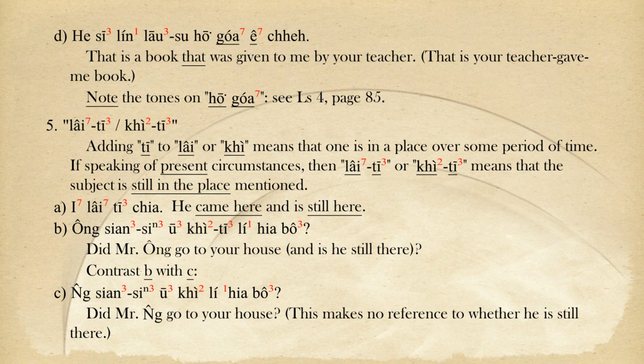細骨予細字 B， 王先生有去伫你遐無？ Did Mr. Ong go to your house? And is he still there? Contrast B with C. 細骨予細字 C， 黃先生有去你遐無？ Did Mr. Ng go to your house? This makes no reference to whether he is still there.